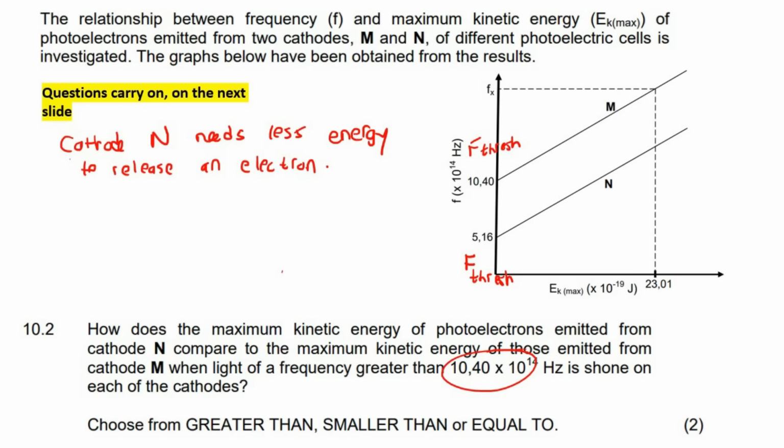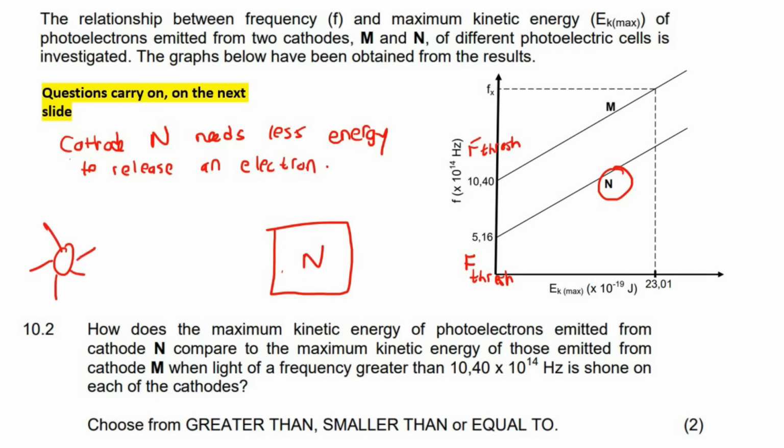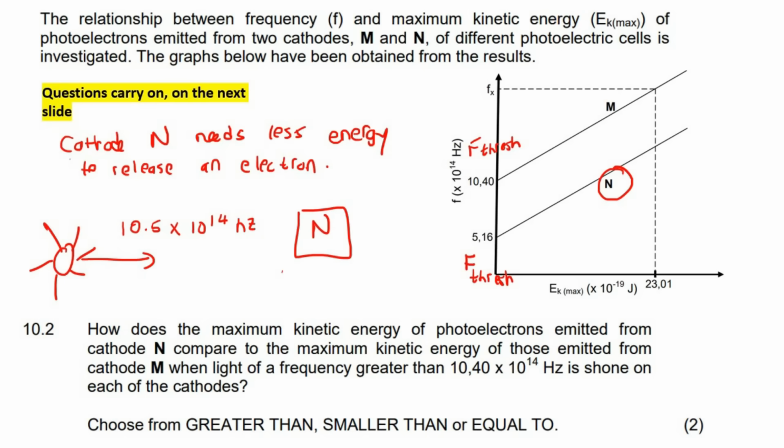So they are going to release electrons. But the electrons in cathode N will travel much faster because there will be more energy left over. Because let me try to remind you how this all works. Remember, if you have a metal, so let's say you've got this metal, and this metal is metal N, and then you've got this light that is shining onto the metal N. Let's say the frequency of the light is 10.5, because they said that it's a little bit larger than this. So let's say it's 10.5 as an example. And that shines onto the metal.